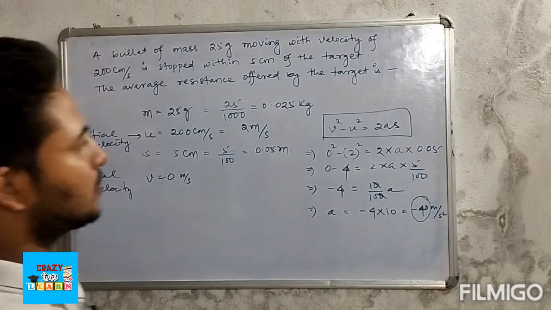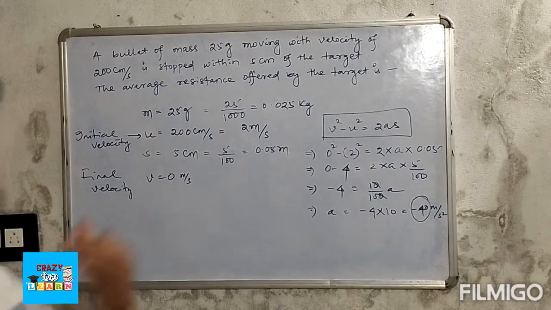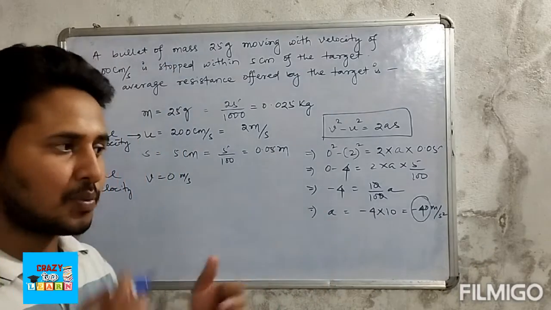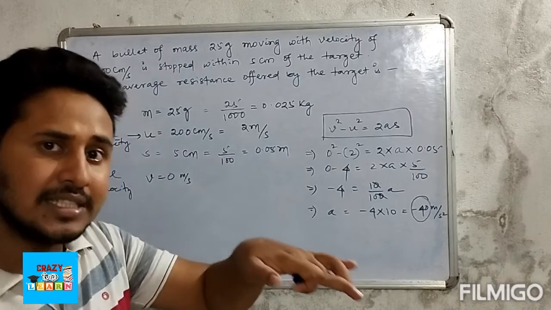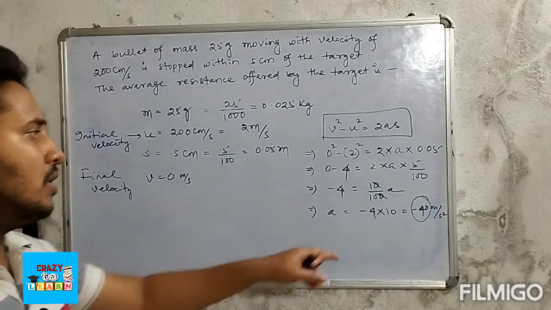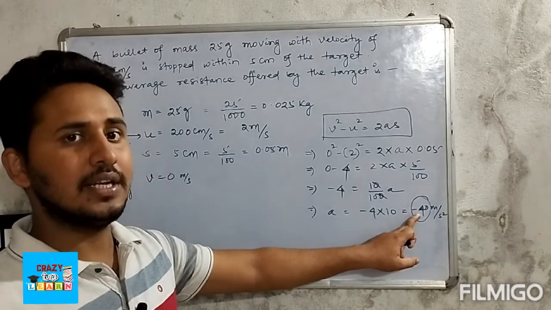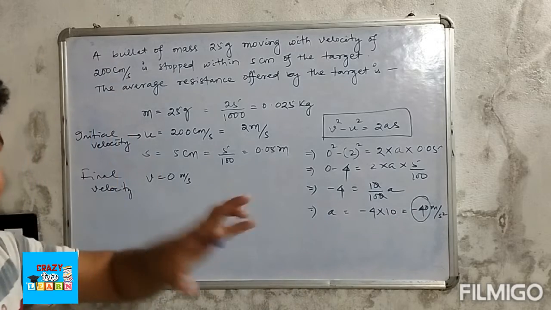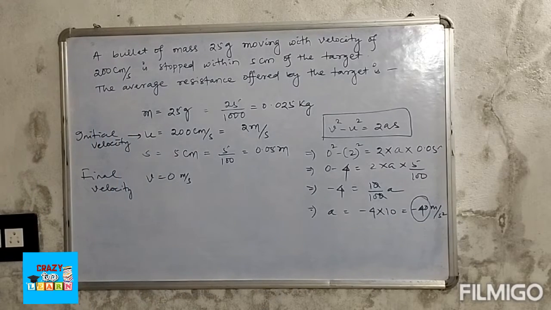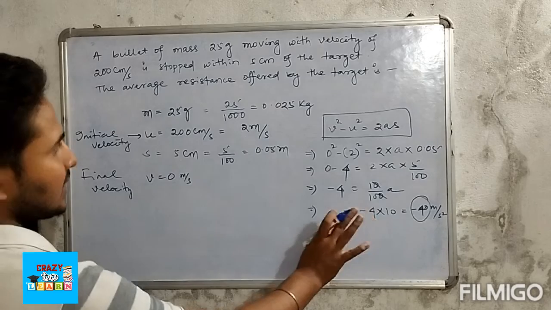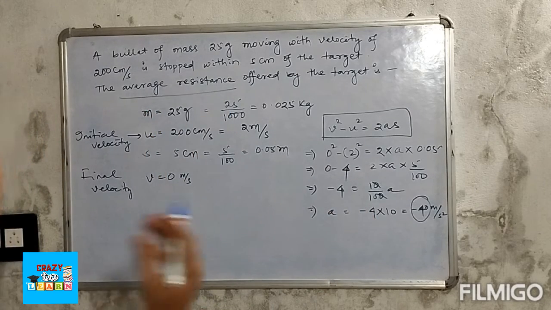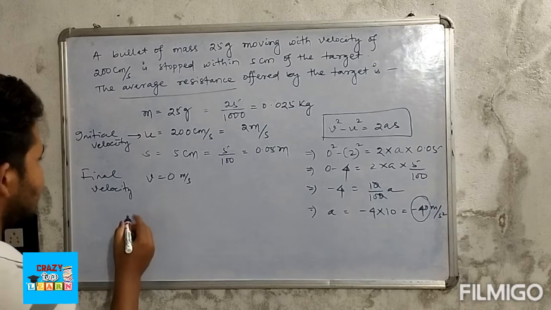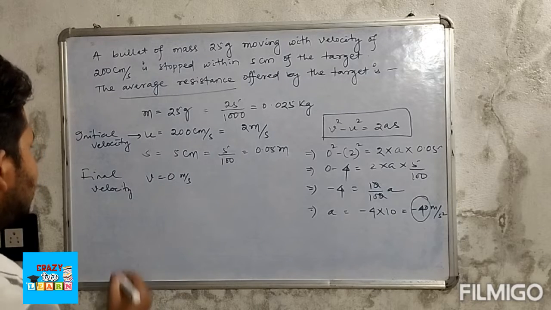Acceleration we got is minus 40. Minus 40 as the acceleration is decreasing here. After some movement it is stopped. That means the acceleration is continuously decreasing. So here we are getting a negative sign. Here the negative sign indicates that the acceleration is decreasing. Acceleration we got. Then it is asked to you the average resistance. That means force. Okay, average resistance. It is asked to you to calculate the average resistance.